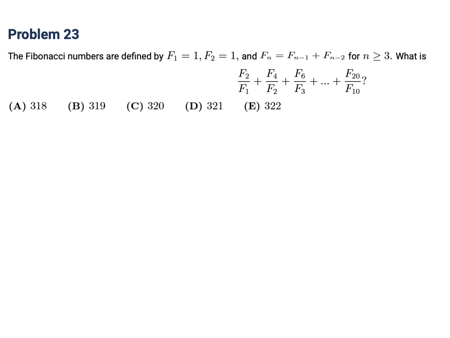The Fibonacci numbers are defined by f1 equal to 1, f2 equal to 1, and fn equal to fn minus 1 plus fn minus 2 for n greater than or equal to 3. What is f2 over f1 plus f4 over f2 plus f6 over f3 plus ... plus f20 over f10? Okay, I think we just have to do this manually. I don't think there is some quick formula, so we have to be quick here. Okay, I'll just do it all in front of you. First, let me just figure out what these are.